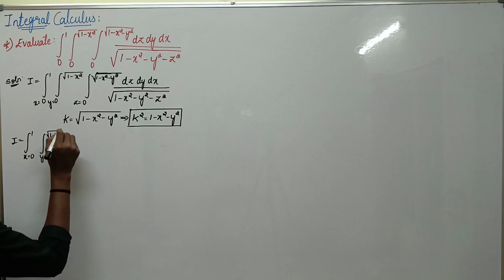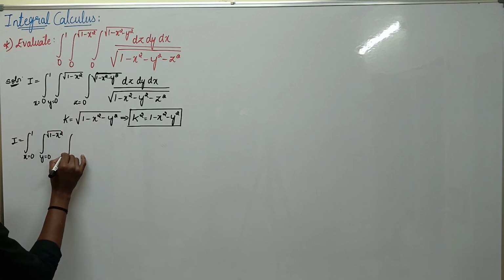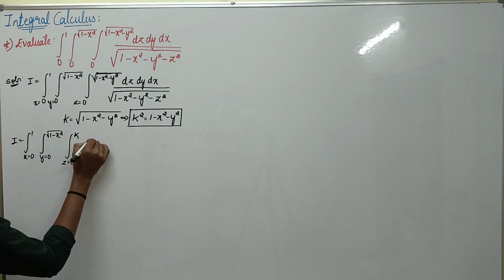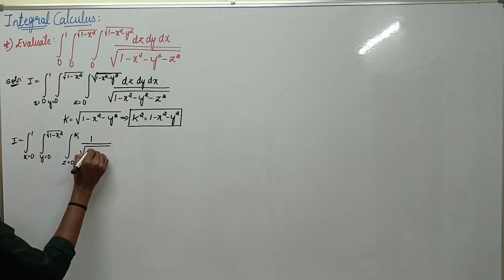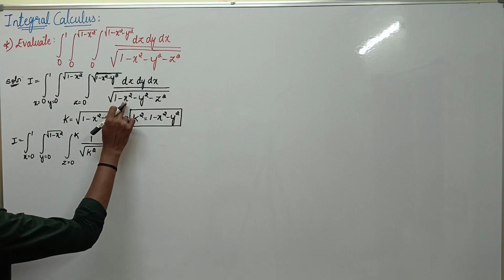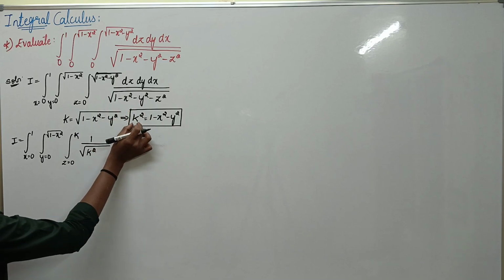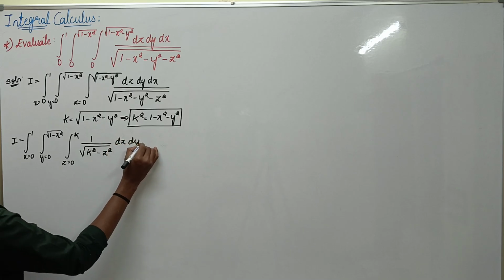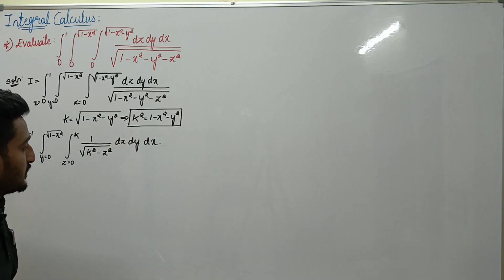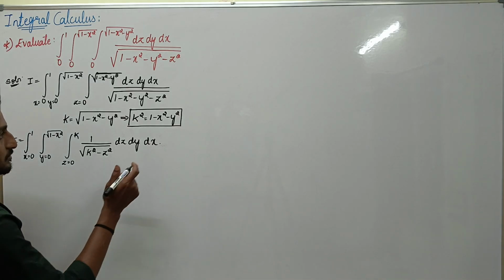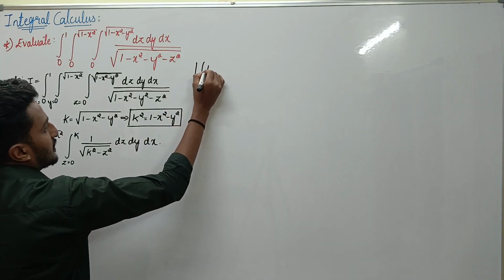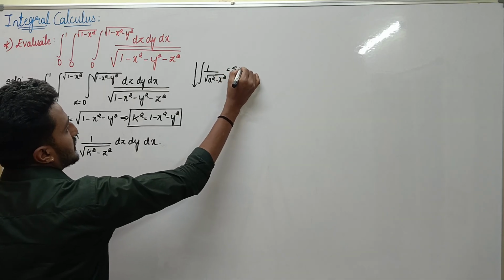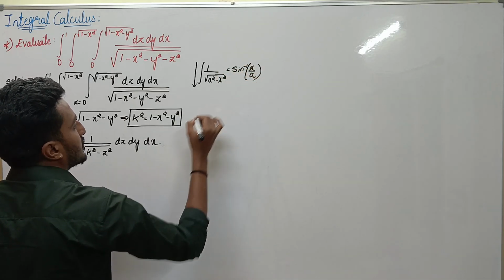Now, after this, we have z equal to 0 to root 1 minus x square minus y square, which can be written as k, into 1 by root k square minus z square dz dy dx. See, 1 minus x square minus y square, just this term I am going to replace as k square. Got the point? Yes. Now let us integrate this part. This one, we know that the integral of 1 by root a square minus x square is equal to sine inverse of x by a. Got the point?